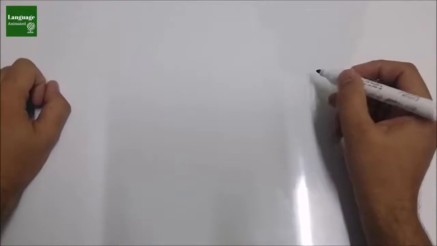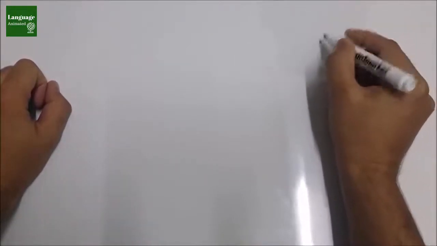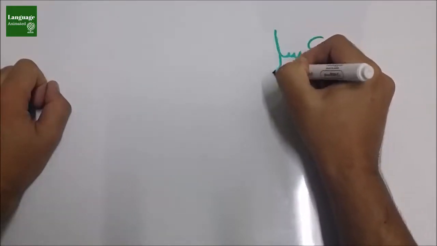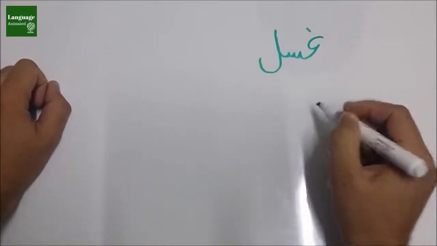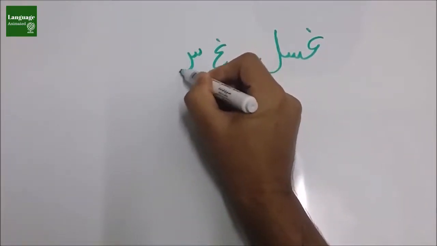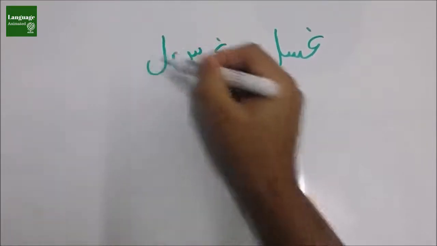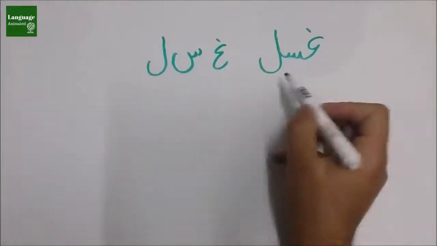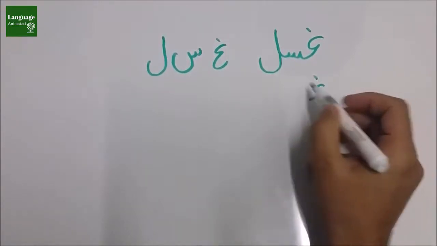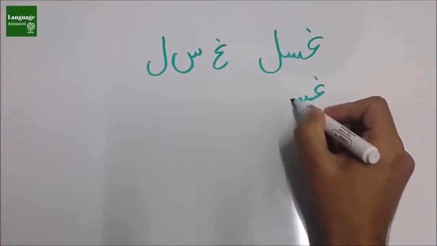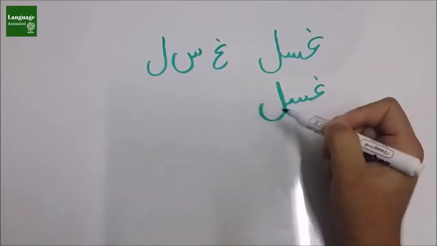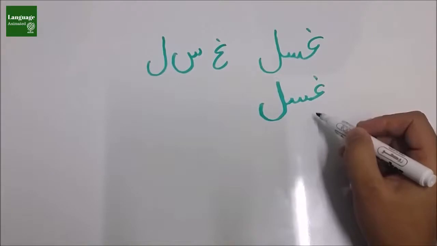The first word was ghusl. So it's written like this. This is ghusl. Now which letters we have? We have ghain, sin, and lam. So we will combine these and then it becomes like this. First, position of ghain is like this. Then middle position. And then lam. The last position is like this. So, this becomes ghusl. Ghusl means bath.